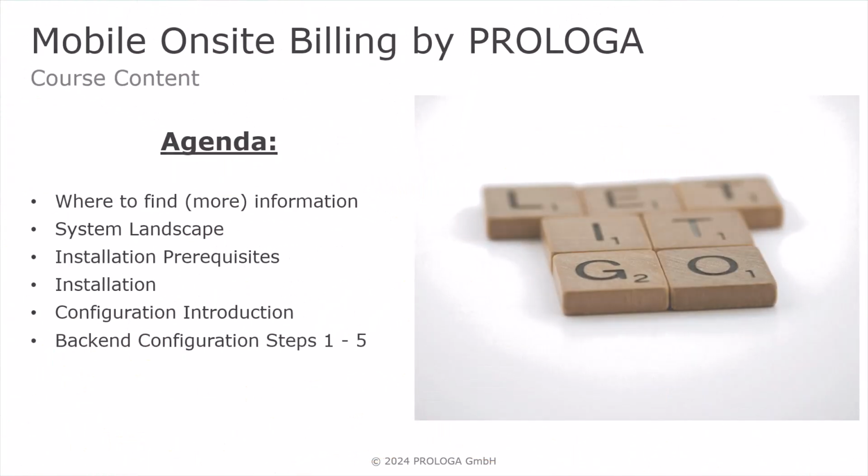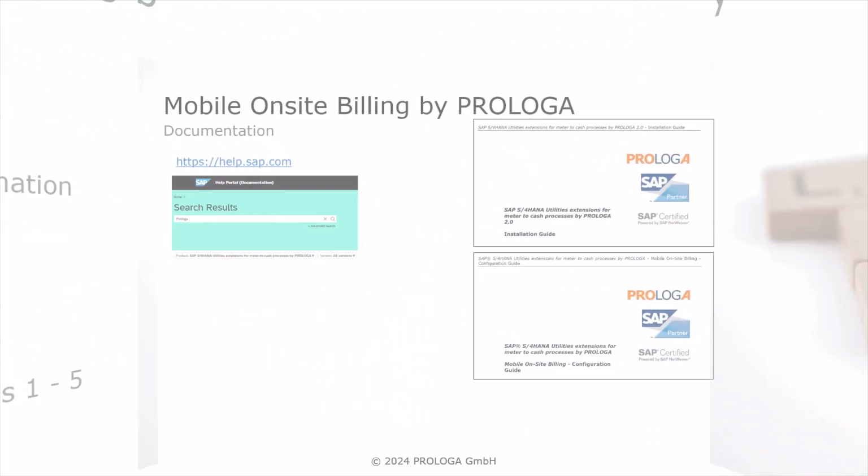We will start with showing the right place to get all information needed. Then we look quickly into the system landscape and high-level architecture used in this course. Before we dive into the installation process, you'll learn all about prerequisites to install the add-on correctly. Finally, we look into the configuration needs and start with the backend configuration. A quick outlook to the next video will end today's course.